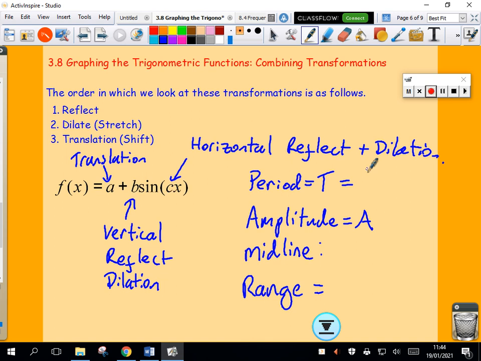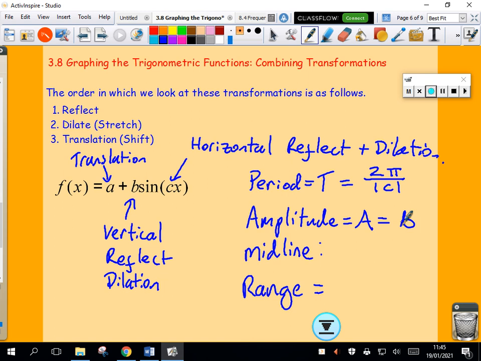The bigger C, the smaller the period; the smaller C, the bigger the period. The original parent function, sine of x, has a period of 2 pi. To find the period of my new function, we just divide by the absolute value of whatever C is. The amplitude is always going to be whatever this B is. Remember, B is a vertical stretch, so stretching increases the amplitude or decreases it depending on whether B is bigger than 1 or less than 1, but the amplitude is always going to be the value of B.